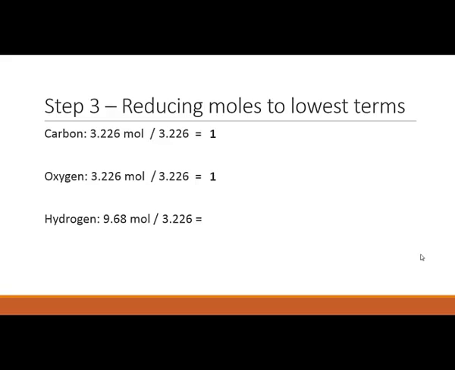But if we divide our 9.68 moles of hydrogen by 3.226, we get 3.00062. That's so close to 3 that we may as well just call it 3. So our final answer has 1 carbon, 3 hydrogen, and 1 oxygen. This means our empirical formula is CH3O, because chemists usually don't like to write 1s unless we have to. And there you have it.